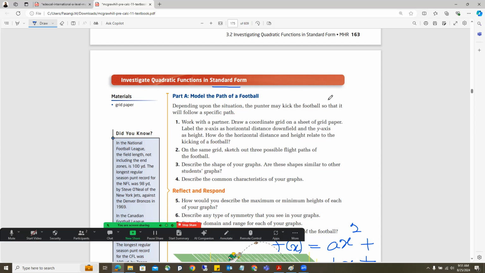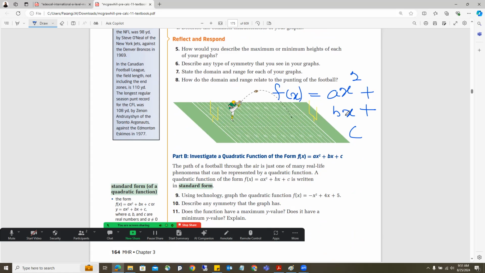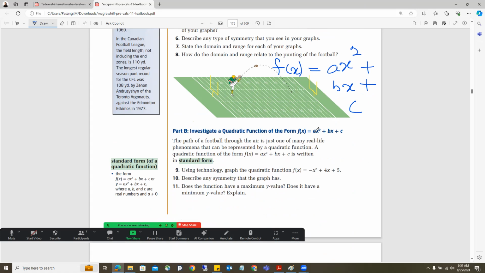What will happen here? They have given us a scenario and they ask us to model it with a quadratic equation. First, we'll do the theory part and then we'll try to model the given scenarios with these quadratic equations. So for part B, investigate a quadratic function of the form f(x) equals this one. Here we have the standard form, that is f(x) equals ax squared plus bx plus c. That is the standard form.